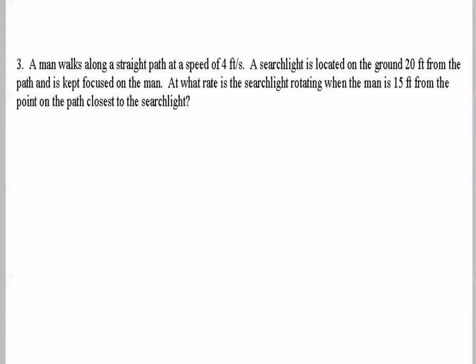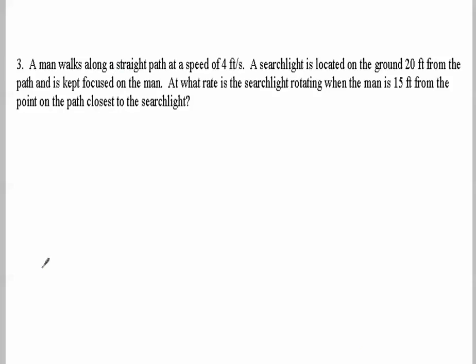Let's look at another one. A man walks along a straight path at a speed of 4 feet per second. A searchlight is located on the ground 20 feet from the path and is kept focused on the man. At what rate is the searchlight rotating when the man is 15 feet from the point on the path closest to the searchlight? Sometimes the hardest part is figuring out what this situation looks like. You'll get better with practice.